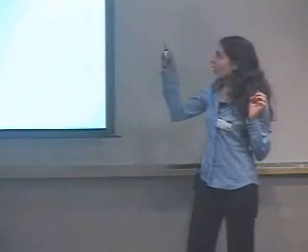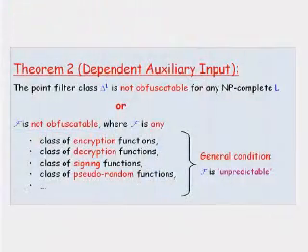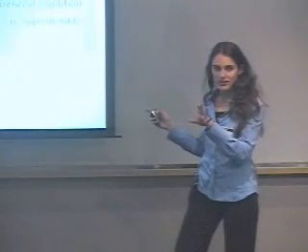So the theorem for the dependent case: we show that the point filter class, delta sub L, is not obfuscatable for any NP complete language L. It should be complete, like before. Or, essentially, anything unpredictable is not obfuscatable. And there's another, equivalent formulation of this theorem, that says if you can obfuscate delta sub L for one NP complete language, then you cannot obfuscate any unpredictable function.